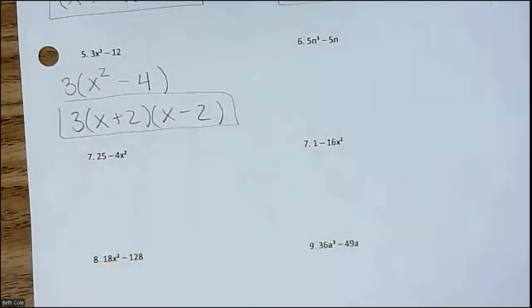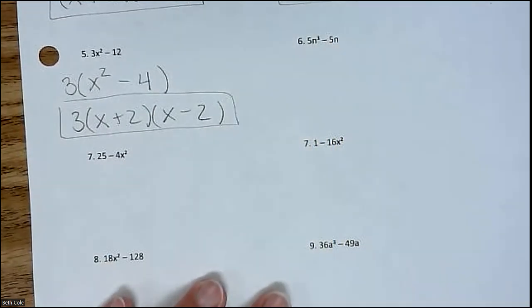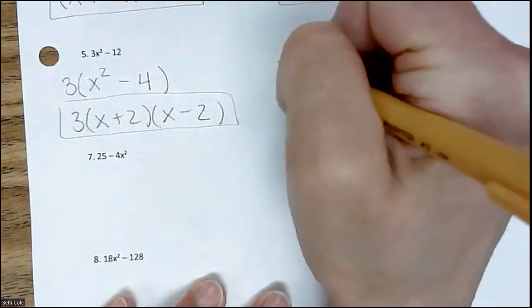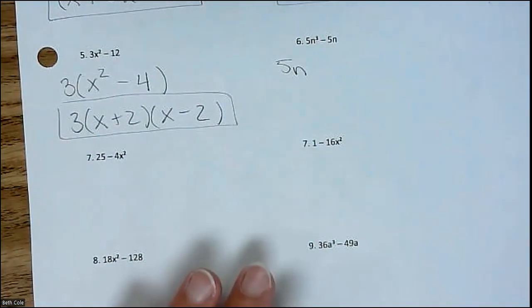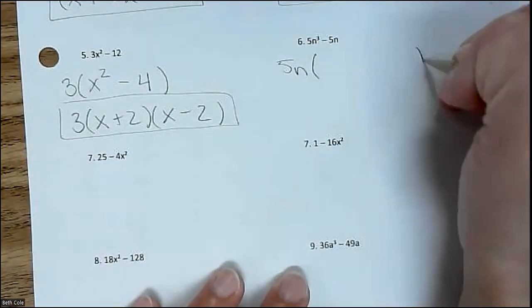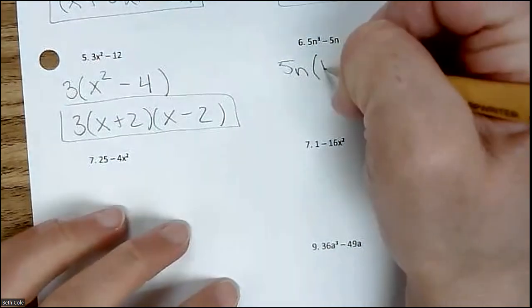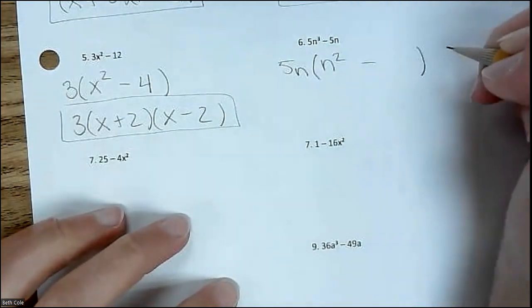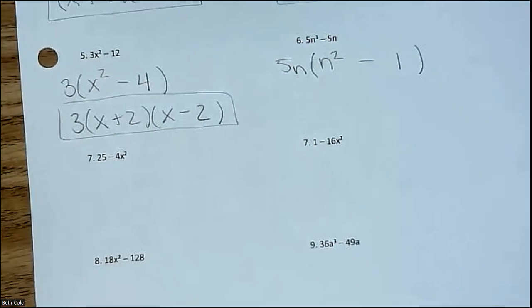Let's try it again. What do you notice about both of these? You can take out 5 and an n. Good job. So if you divide them both by 5n, you will be left with n squared minus, now what's left there when the whole thing divides out, like anything divided by itself is 1.